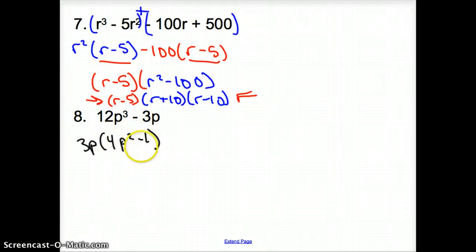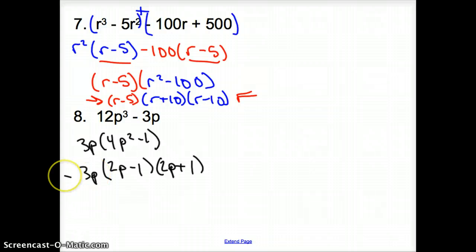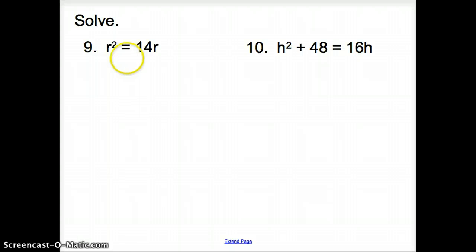Can we factor what's inside the parentheses still? Well, what multiplies times itself to 4? That's going to be a 2, and I'm going to attach a p because it's p squared. What multiplies times itself to 1? That's negative 1 and 1. And this has to be positive because it adds up to 0. Bring the 3p down because we didn't use it. Answer right there.